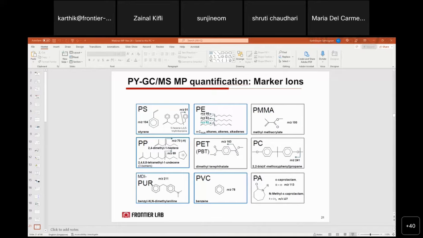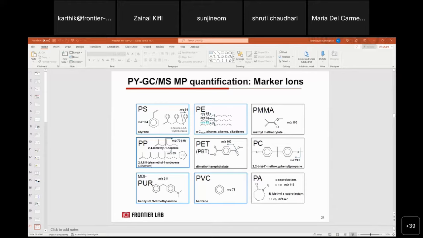So this is what we call the marker ion for different types of polymer. So this can be used for identification and quantification. Okay. For example, for polystyrene, 91 and 104 is recommended. For polyethylene, 85, 83, 82, and so on and so forth. So you can see many reports use this approach for microplastic analysis using pyrolysis GCMS.